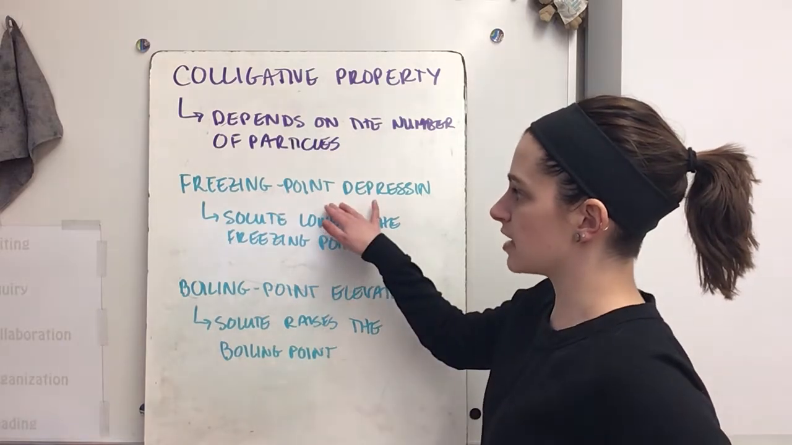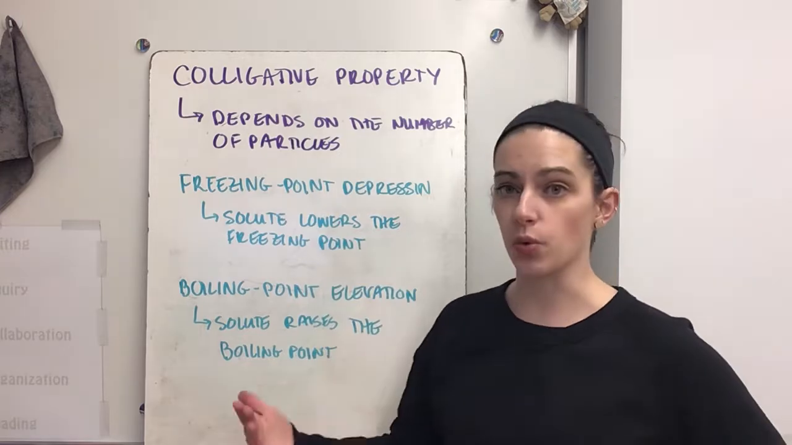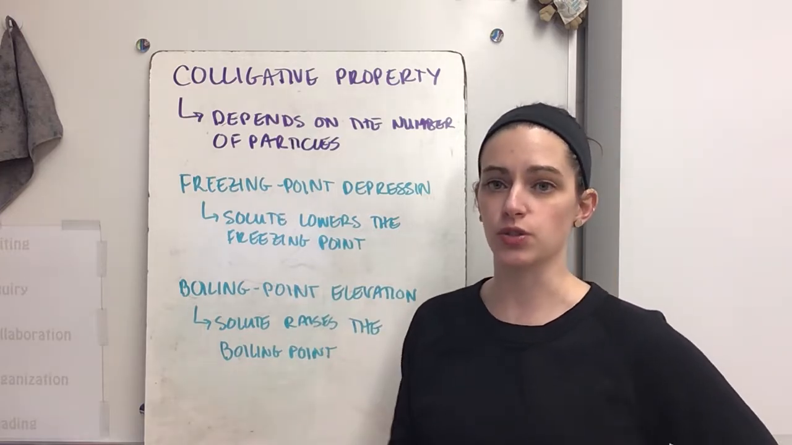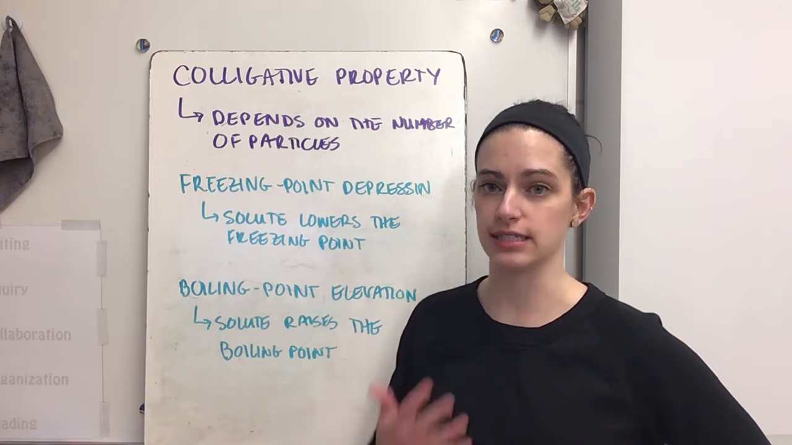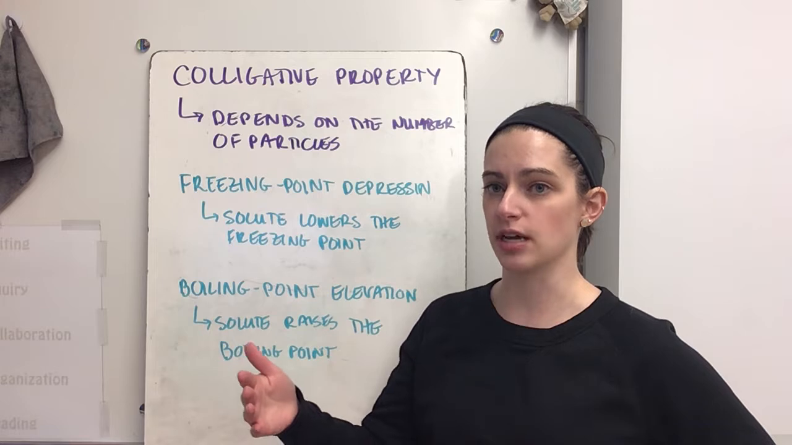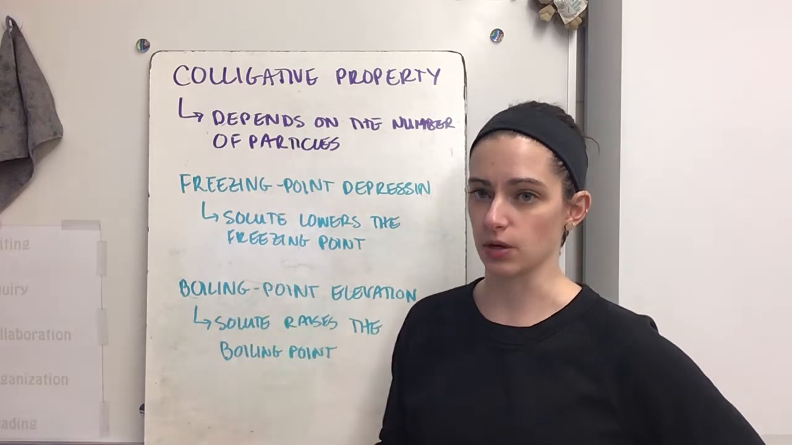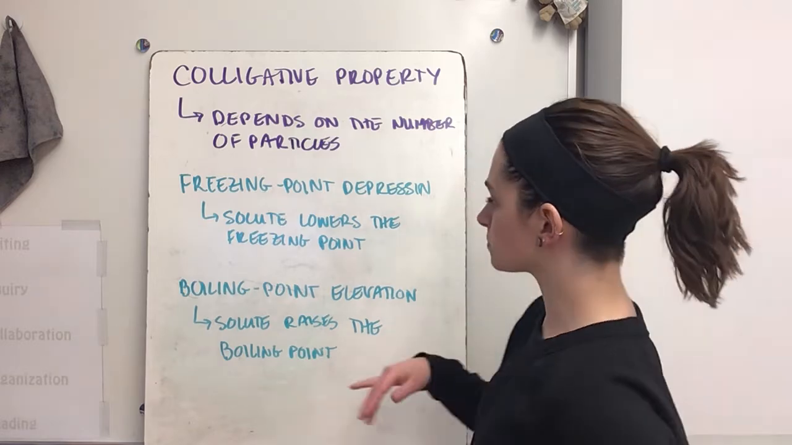There are two colligative properties that we're going to look at in this class. The first is freezing point depression. Freezing point depression is when there's a solute that lowers the freezing point. So let's use water as our example. Pure water's freezing point is 0 degrees Celsius. When you add a solute to that, that means the freezing point is lower than 0 degrees. So it has to be colder in order for the water to freeze.